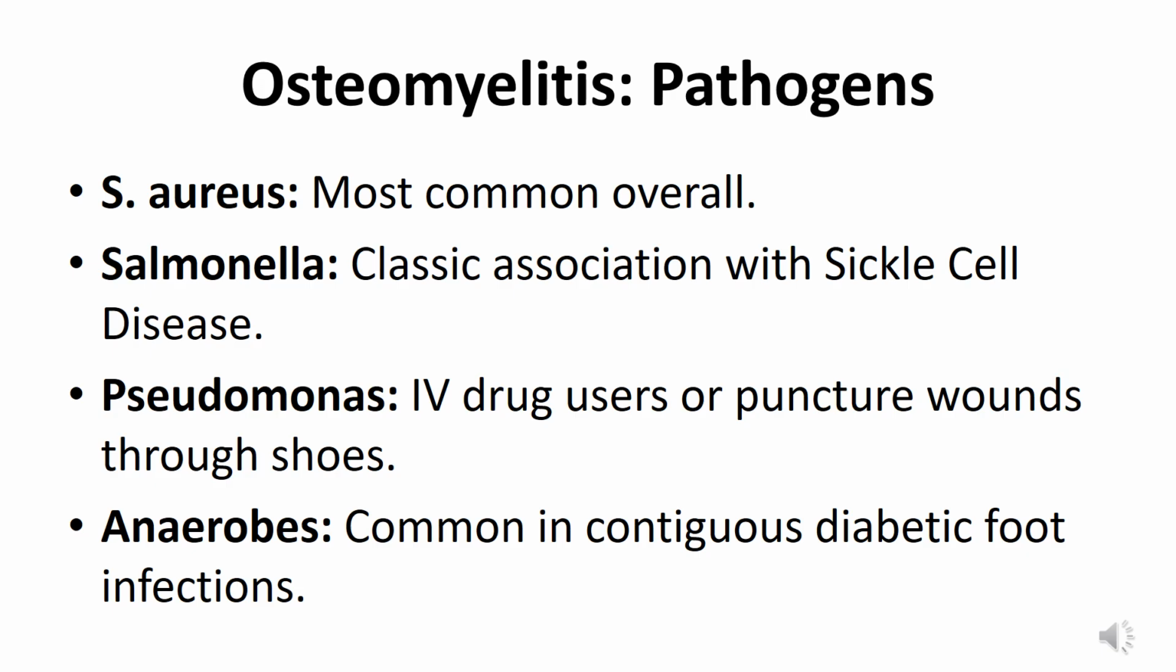Anaerobic bacteria also play a significant role, particularly in contiguous osteomyelitis associated with diabetic foot infections. These infections are often polymicrobial, meaning multiple organisms work together to sustain the infection. Diabetes can impair circulation, reduce immune responses, and decrease protective sensation. Small wounds may go unnoticed until infection extends into deeper tissues and eventually reaches the bone. Anaerobes thrive in the low oxygen environment of necrotic tissue and frequently coexist with aerobic organisms.